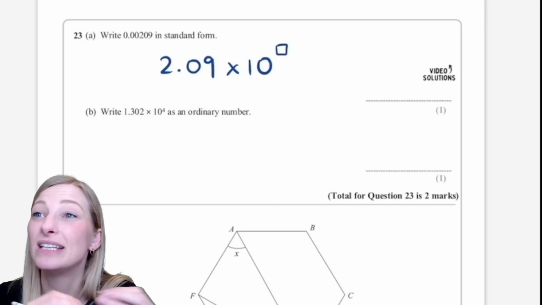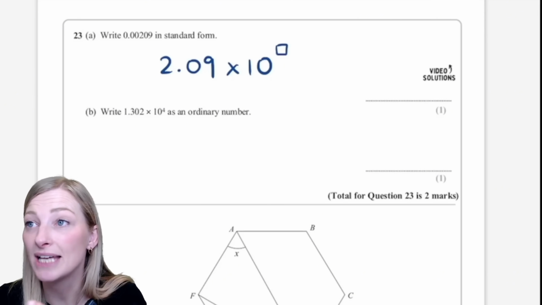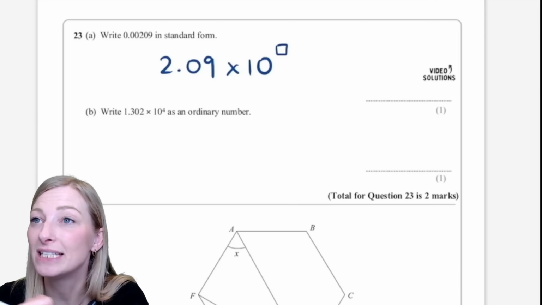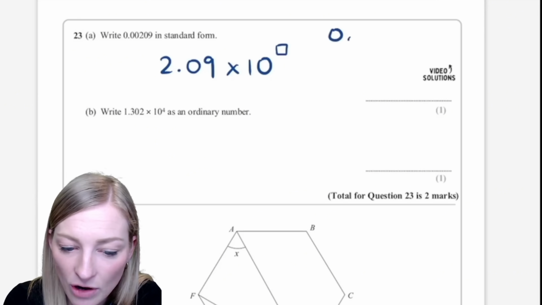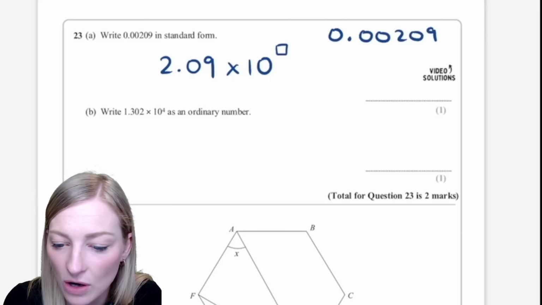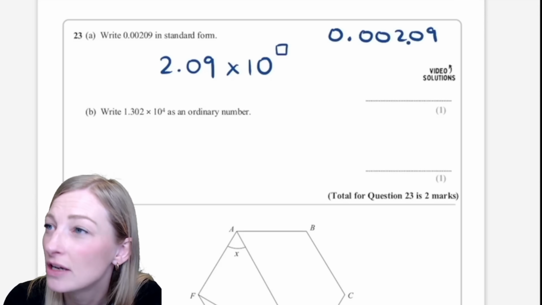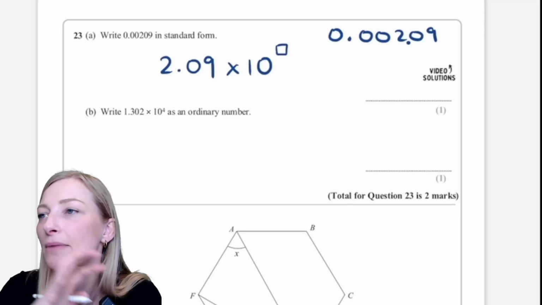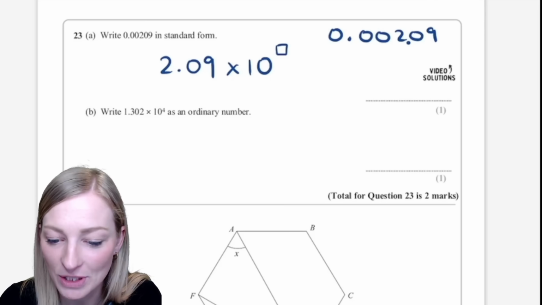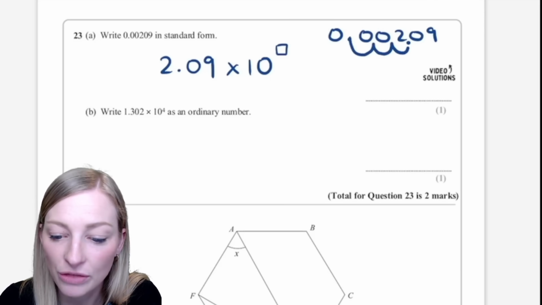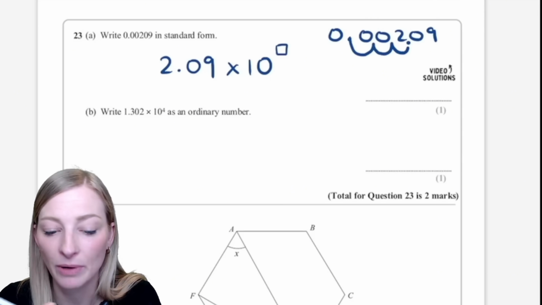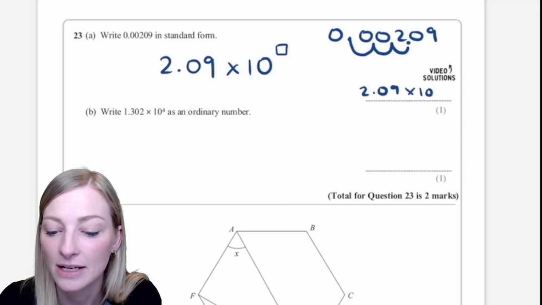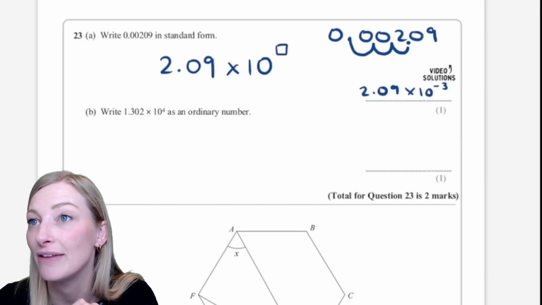Now, if the number is smaller, we're dividing by 10. To achieve that, we still write times by 10, but the power needs to be negative. So if I've got 0.00209, I want the decimal point to fall in between the 2 and the 0. Now, really, we're moving the numbers, but it's far easier to move the decimal point when we do this. So 1, 2, 3 times it needs to be divided by 10. So that's the same as 2.09 times 10 to the power of -3 for that one.